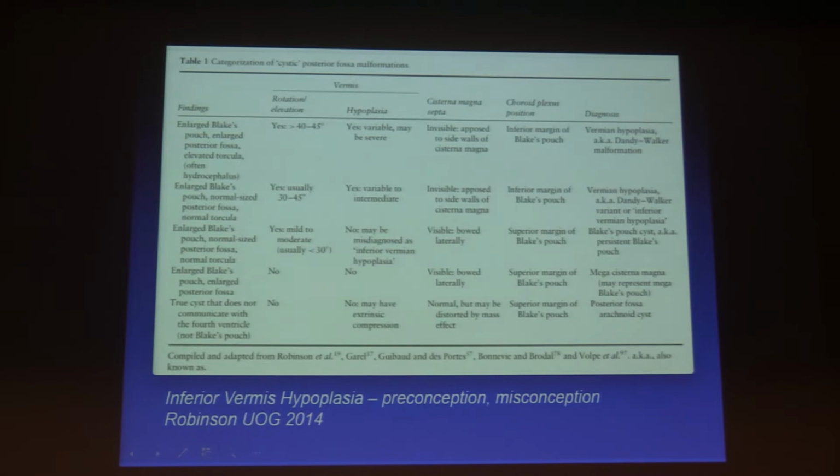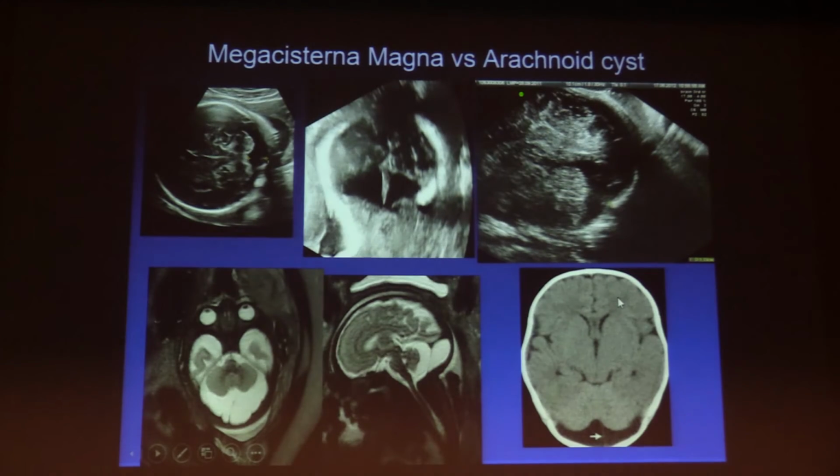When we look at Robinson in 2014, he tries to categorize the cystic lesions, and here also there's a lot of overlap with vermian hypoplasia. I think the differentiation between a megacisterna magna and an arachnoid cyst, even though there's a lot of literature in the fetal world, postnatally it's very difficult for a radiologist to differentiate between them. We try to look for compression and mass effect due to the arachnoid cyst, and sometimes you see remnants of the Blake's pouch, but differentiating between them is not so easy.